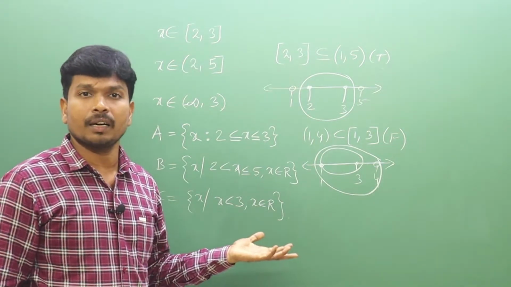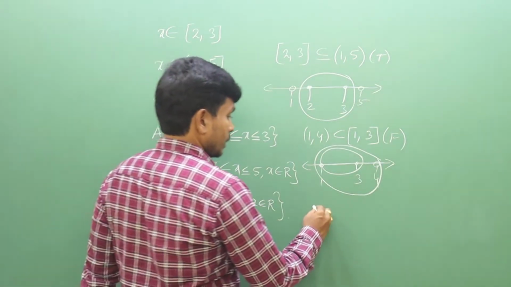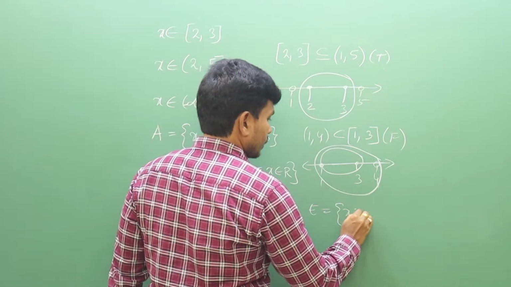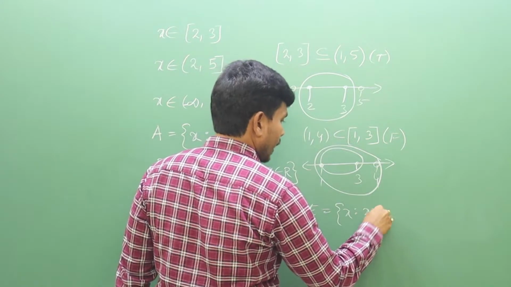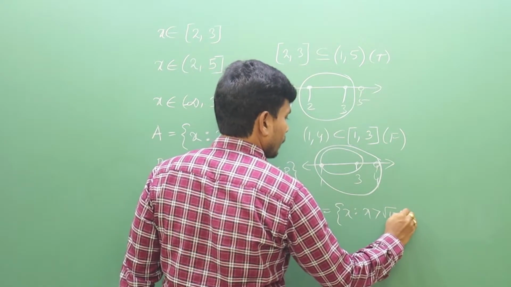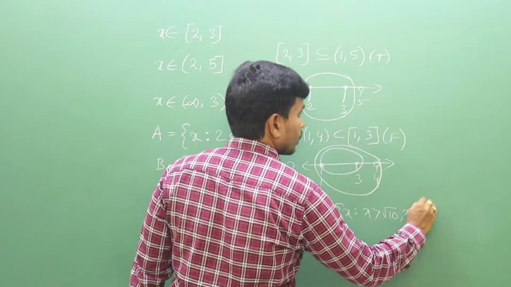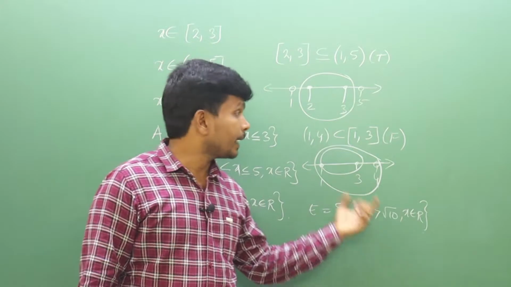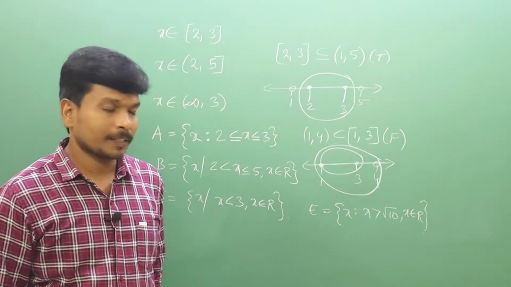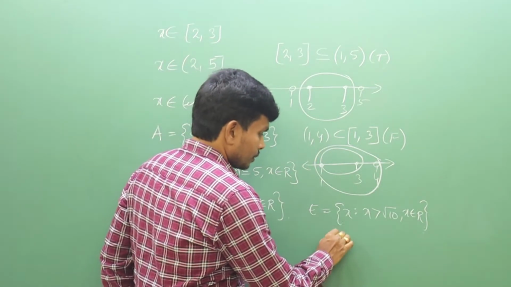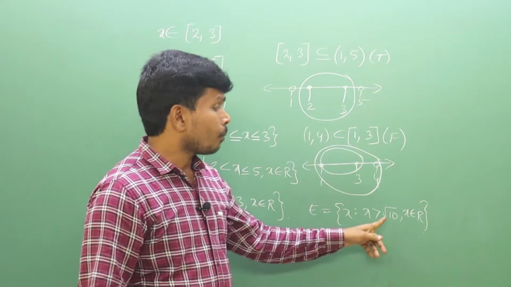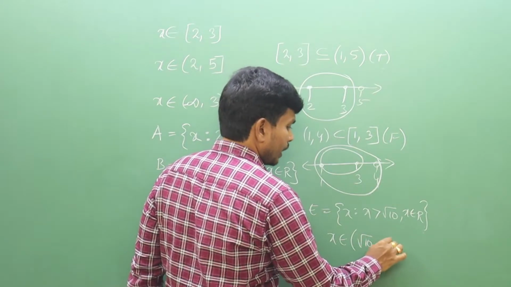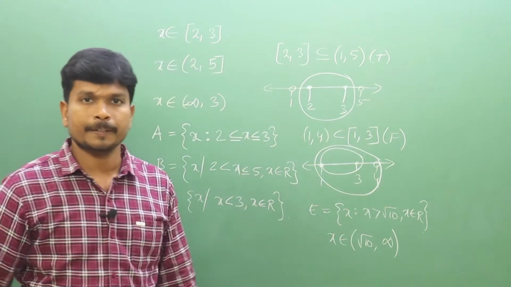Now one more problem I am giving you, that is set builder form. You must change it into interval form. See, E is equal to the set of x such that x is greater than root 10 where x belongs to R. It is a set builder form. Can you change it into interval form? Yes, do it. Very good. Because x is more than root 10 means open interval root 10 to infinity. It is the interval form of it.